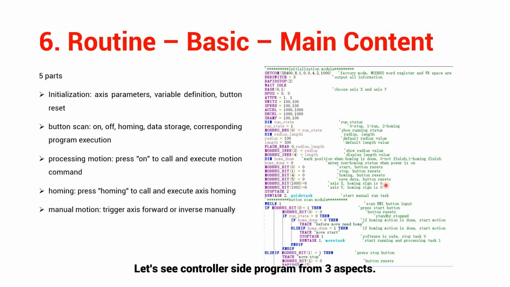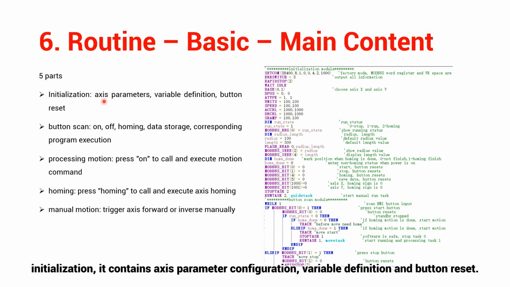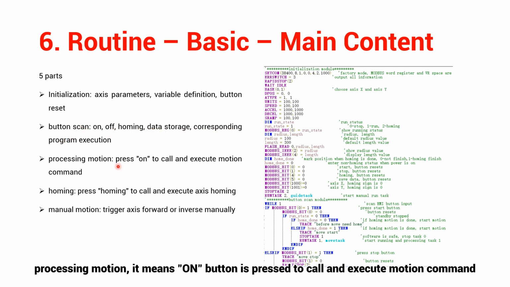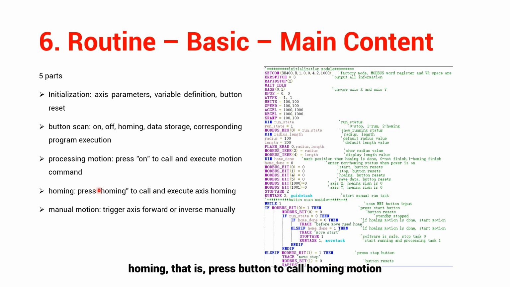Let's see the controller side program from 3 aspects. Firstly, main content. There are 5 parts. Initialization. It contains access parameter configuration, variable definition, and button reset. Button scan. It contains these. Processing motion. It means when a button is pressed, it calls and executes motion commands. Homing. That is, press button to call homing motion. Manual motion. Manually triggered access jogging in forward or reverse.